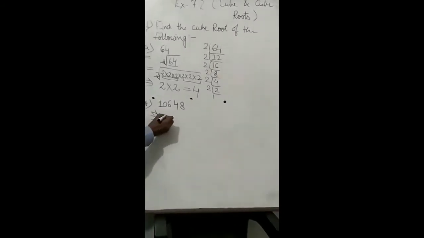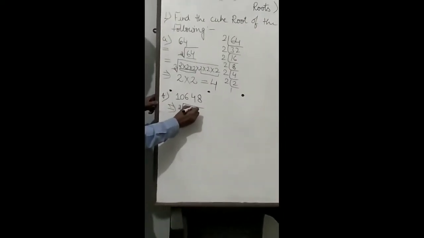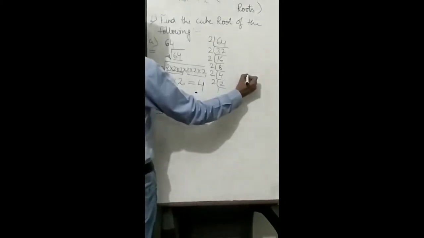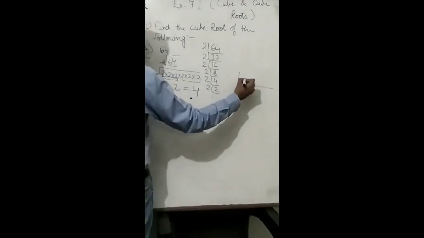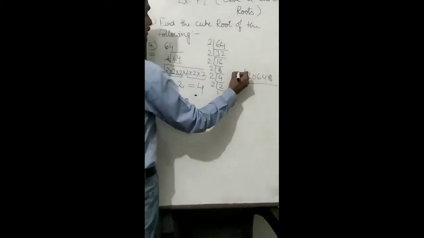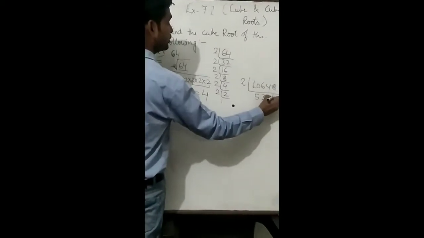Similarly, students, we will solve this question. Firstly, we will use the cube root symbol, and inside the cube root symbol, we have to note down this digit. The digit is 10,648. It will be cancelled from the table of 2. 2 5s are 10, 2 3s are 6, 2 2s are 4, 2 4s are 8.